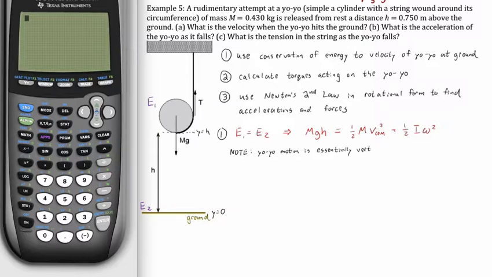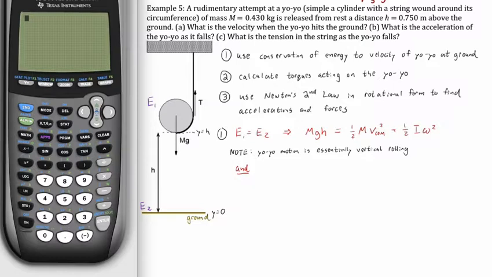Because that string is like the ground that supplies enough friction so it doesn't slip. So vertical rolling, just like with rolling without slipping on flat ground, or sloped ground for that matter. Okay, all right, so let's then move on.